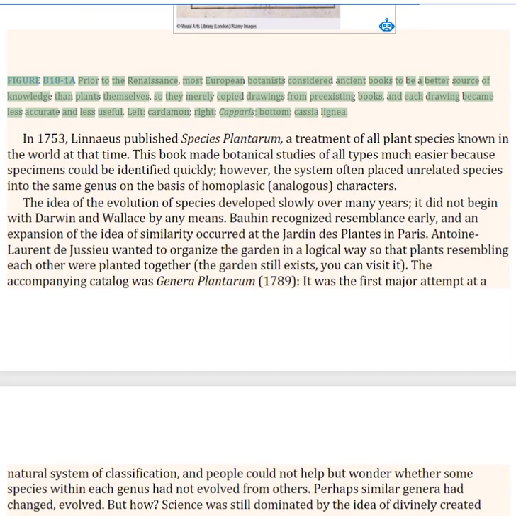Figure B18, 1a. Prior to the Renaissance, most European botanists considered ancient books to be a better source of knowledge than plants themselves, so they merely copied drawings from pre-existing books, and each drawing became less accurate and less useful. Left, cardamom; right, capparis; bottom, cassia lignea.